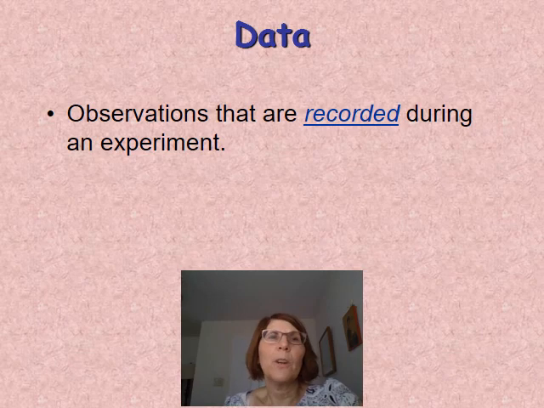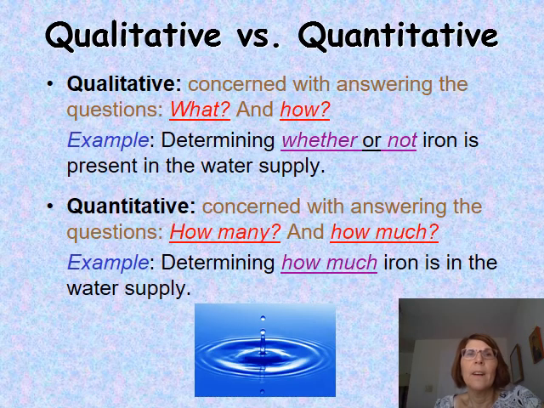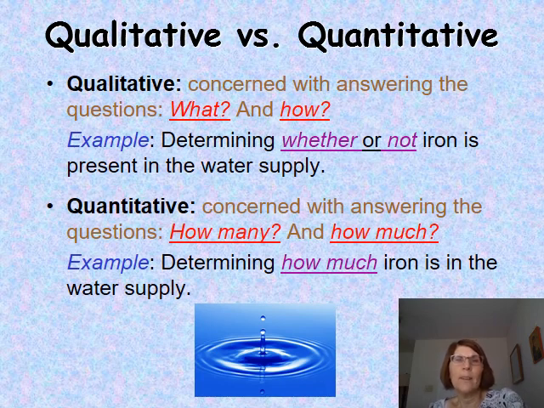Data: we always record our observations during an experiment. So whatever I'm seeing, smelling, touching, if it's safe to touch, then we would record it. There are 2 types of observations, qualitative versus quantitative. Qualitative are things we see, for instance, whether or not iron is present in the water supply. Quantitative is always a number. So how many, how much. For instance, how much iron is in the water supply.